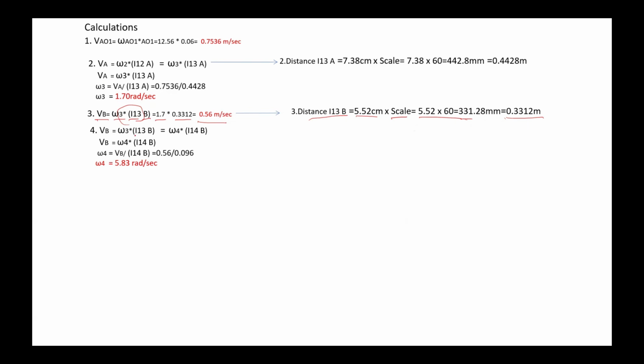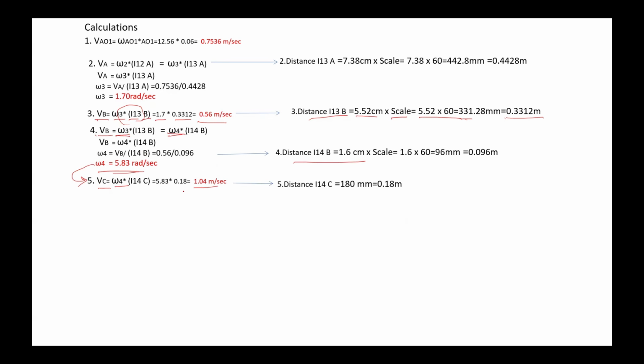After knowing the velocity of B, we can find out the omega 4. To find out the omega 4, B is the common point of link 3 and 4. So write the equation of velocity of B by considering it on link 3, then by considering it on link 4. So we got the omega 4 here. The calculations of I14B I have shown here. After getting omega 4, we have to find out the velocity of C. Already you got omega 4. Put this here, you will get the velocity of C.